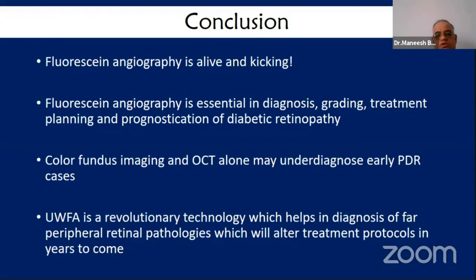So to conclude, fluorescein angiography in diabetic retinopathy is alive and kicking, and it must be done at baseline, in my opinion. It is essential in diagnosis, grading, treatment planning and prognostication. Color fundus and OCT alone may underdiagnose early PDR cases and lead to disasters at a later stage. Ultra-wide field is a revolutionary technology, which might still be expensive at the moment, but as time passes, it will become available to all of us. It is helpful in diagnosing far peripheral retinal pathologies and will alter treatment protocols in years to come, which I am sure of.